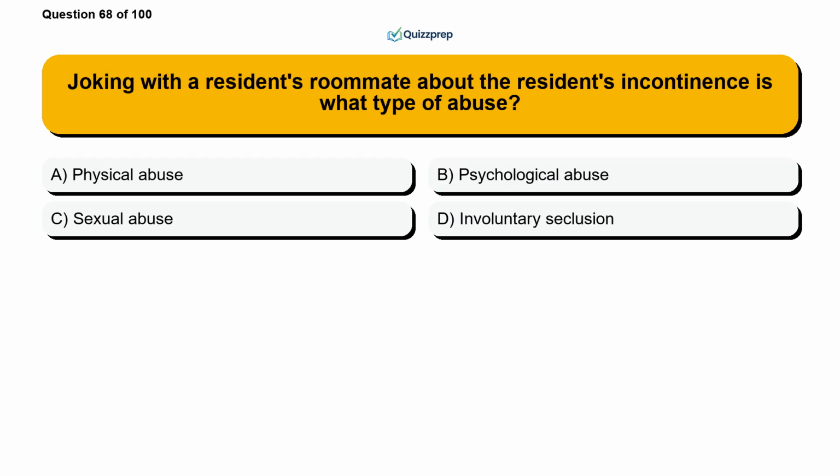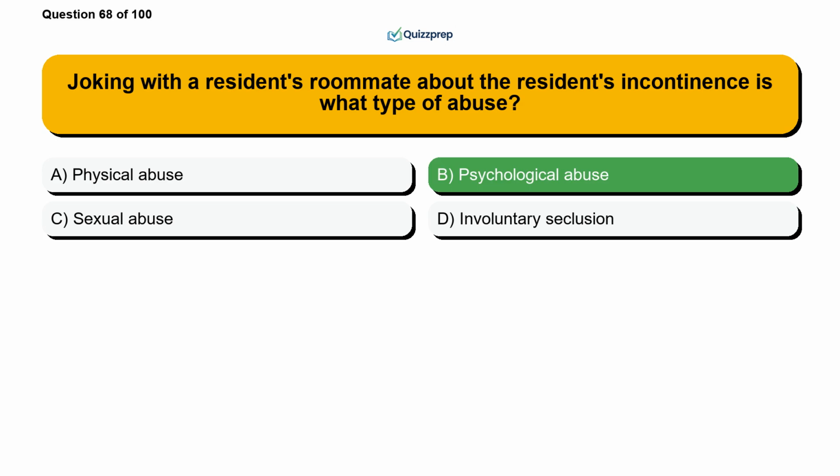Question 68. Joking with a resident's roommate about the resident's incontinence is what type of abuse? Option A, physical abuse. Option B, psychological abuse. Option C, sexual abuse. Option D, involuntary seclusion. The correct answer is option B, psychological abuse.